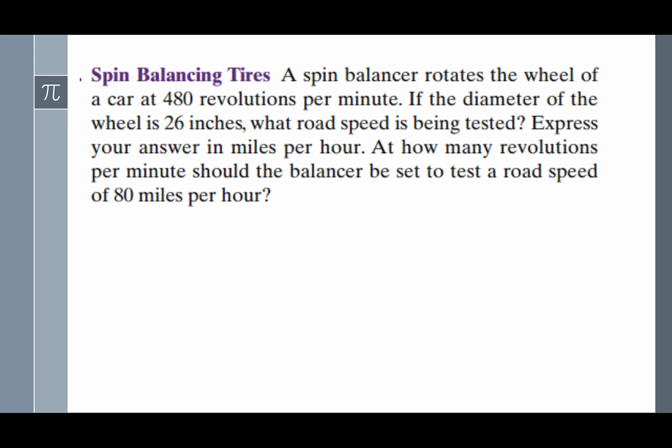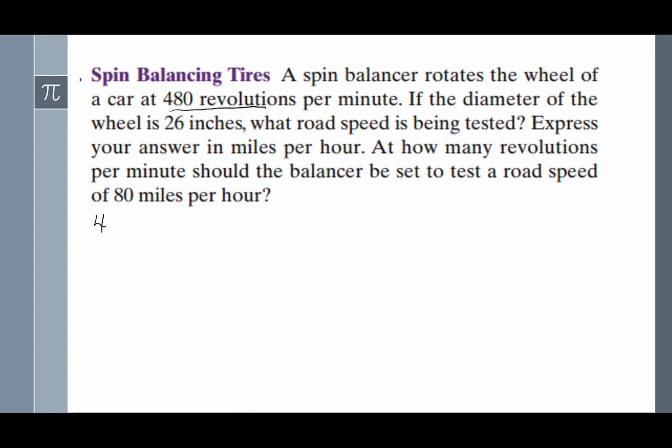if the diameter of the wheel is 26 inches. And it says what road speed is being tested. We're going to express our answer in miles per hour. There's a part 2. Then it says at how many revolutions per minute should the balancer be set to test a road speed of 80 miles per hour. We'll get to that. Let's start with this first part where we see 480 revolutions per minute.